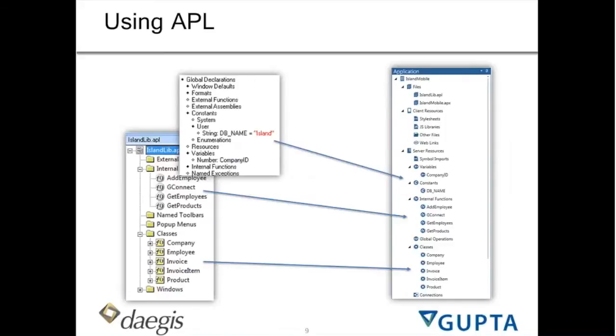So if you're familiar with our TD Mobile product, we try and segment things between client and server side. Now all of your APL code is going to be considered server side logic, and so you'll find all of your imported code under the server resources section. Underneath there you'll see a variable section, and I have a variable here called company ID that was brought over. You'll see constants, and then internal functions, and all of your functional classes were all brought over there.